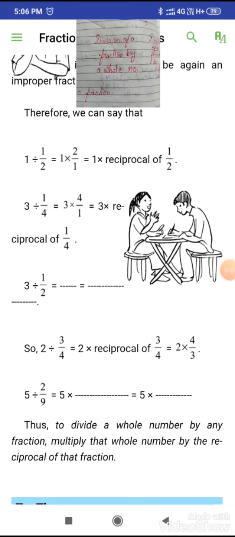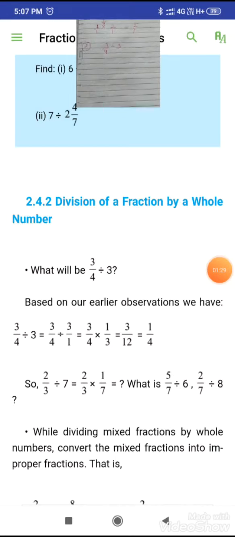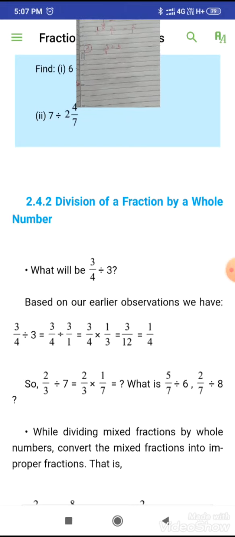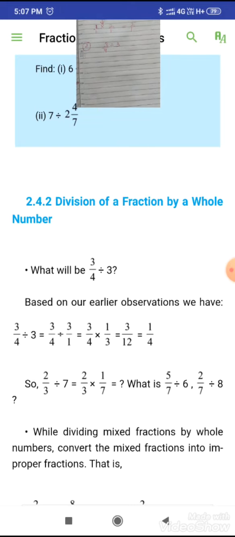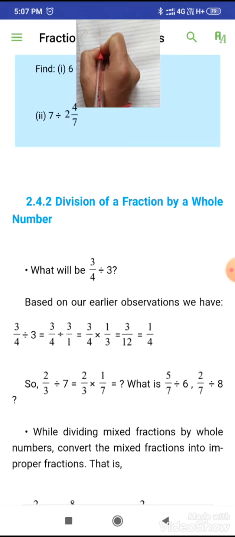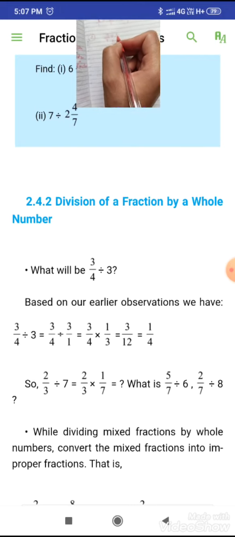In second kind of division, we have to divide a fraction by a whole number. Let's take one example for this. Suppose we have to divide 3/4 by 3. Here 3/4 is a fraction and 3 is a whole number. So process of division is same as I did in the previous question. First we write first fraction as it is. Then we convert this division sign into multiplication sign, and then after we write reciprocal of the second digit or second fraction.